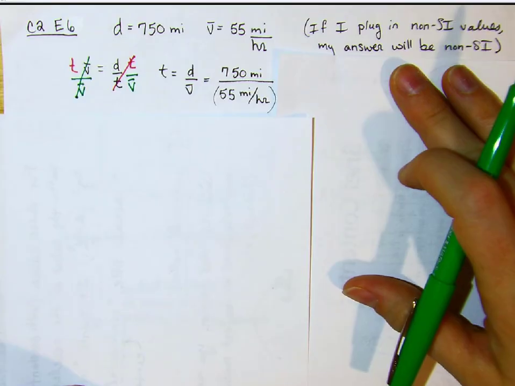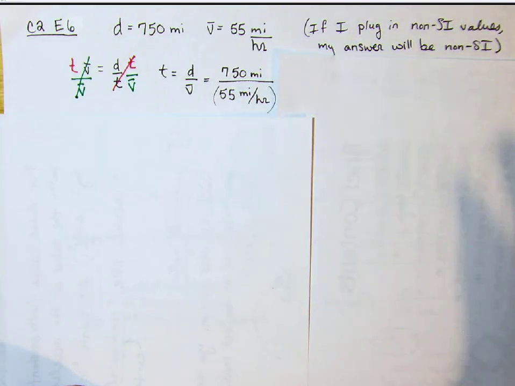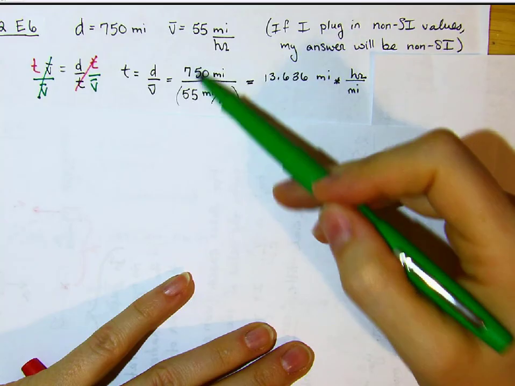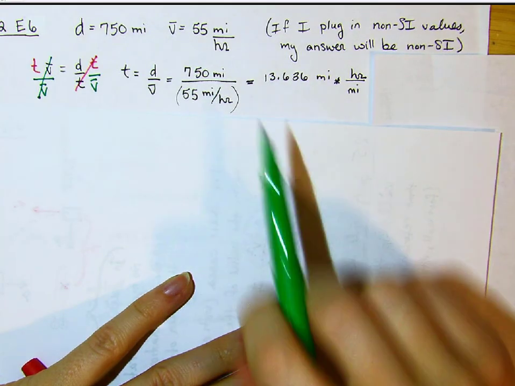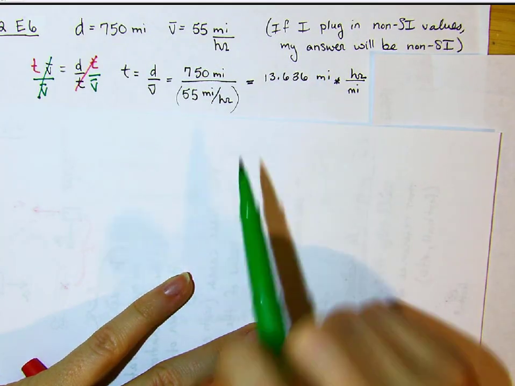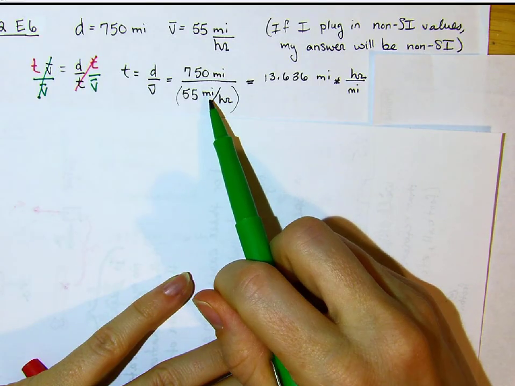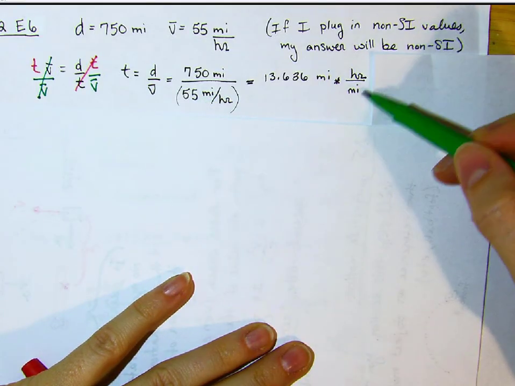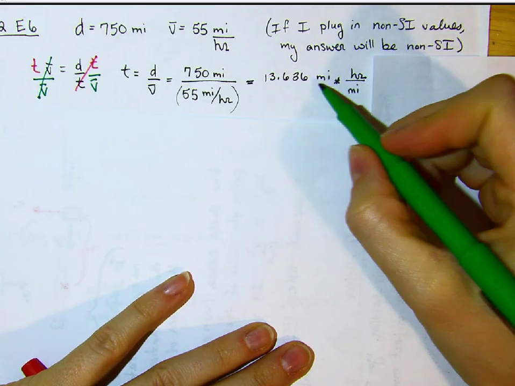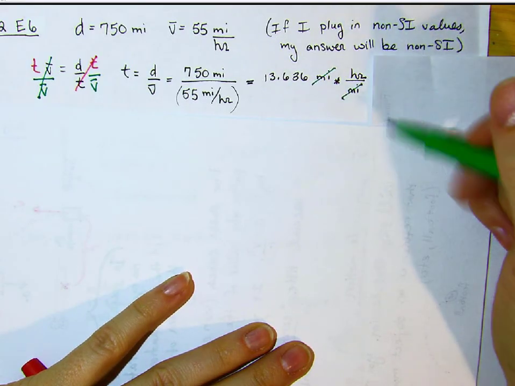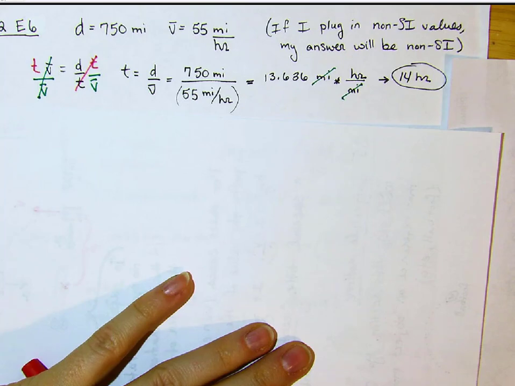750 miles divided by 55 miles per hour. Be careful, you've got a fraction in the denominator. So when I do the math on my calculator, I get 13.636, and then I have a miles, which carries through. And then I divide it by a fraction, so I'm going to flip it and multiply. So this is the fraction that was flipped and multiplied. And then it's easier to see that the miles will just cancel out, and I'm left with hours. And the problem asked me how many hours was their car trip.